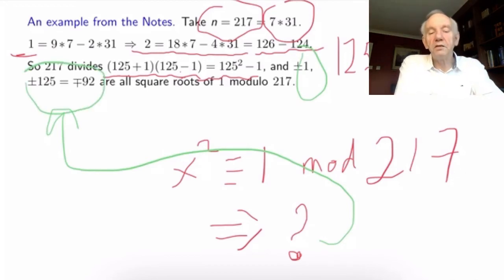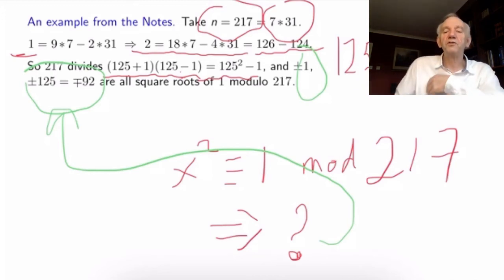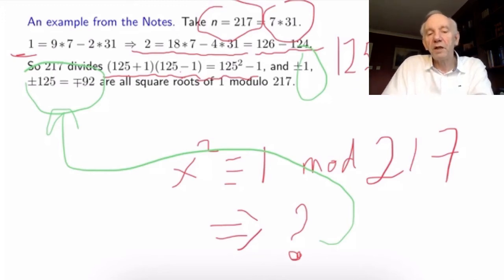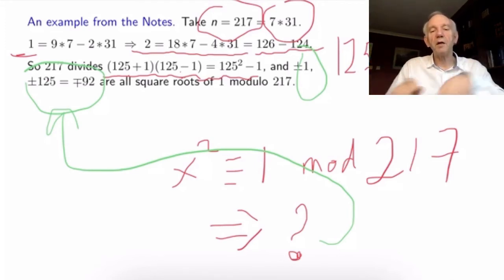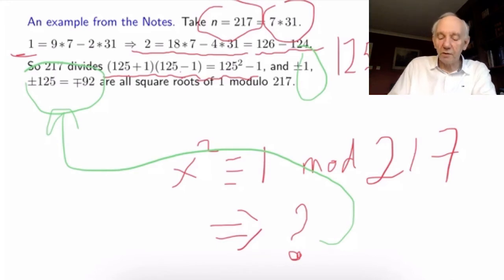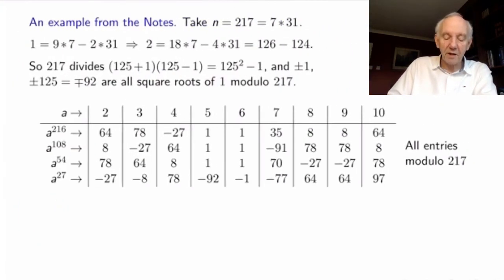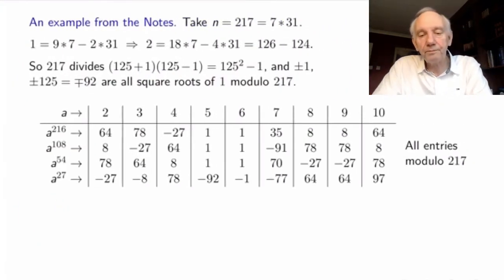So I didn't really need to know that, but it's useful to know that when you have an integer that's a product of two primes, you have these alternative square roots of plus or minus 1, which you obtain by splitting the prime factors up. So let me now give you another example. This is the example really in the lecture notes of Miller's test in practice.